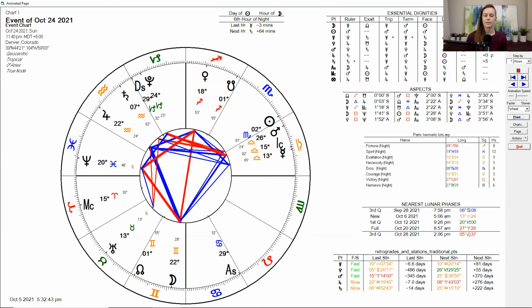Yep, exactly. All right, so I was using the moon for this because the moon is the fastest planet, so it's the easiest planet to demonstrate aspects with. But basically all of the planets make applying and separating aspects at different points. It's just that some of the planets move much more slowly, so their aspects take much longer periods of time to form.